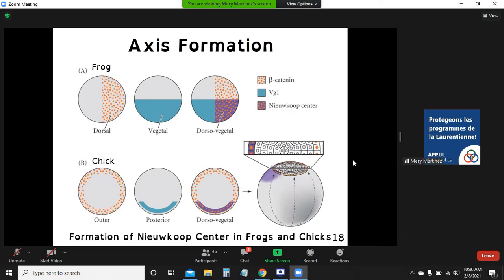So let's see here with a little bit more of the names. So this is in frog, this is how we saw it, and this is in the chick. Okay, so we have beta-catenin in the area of Koller's sickle, right? All the way around here. We have Vg1 expression in the posterior end. And then the Nieuwkoop center is going to be formed at the junction of the two of them. So in this section here, okay? So the Nieuwkoop center happens exactly the same way as we saw in frogs, but now in chicks.